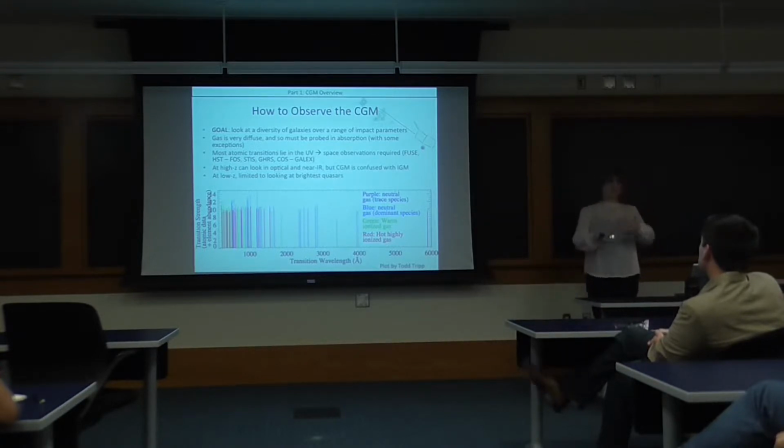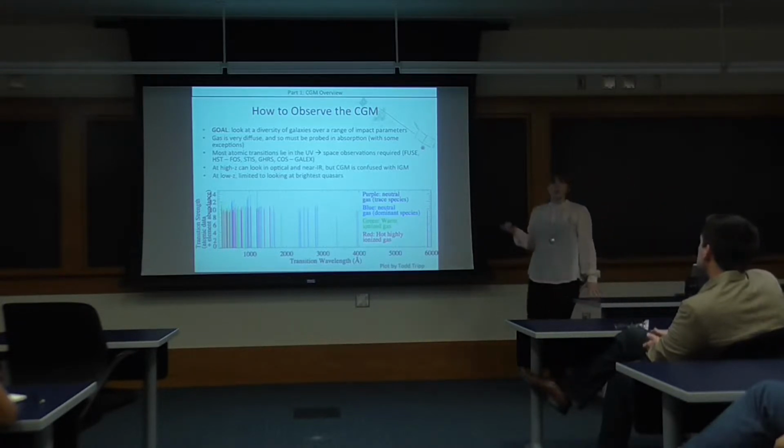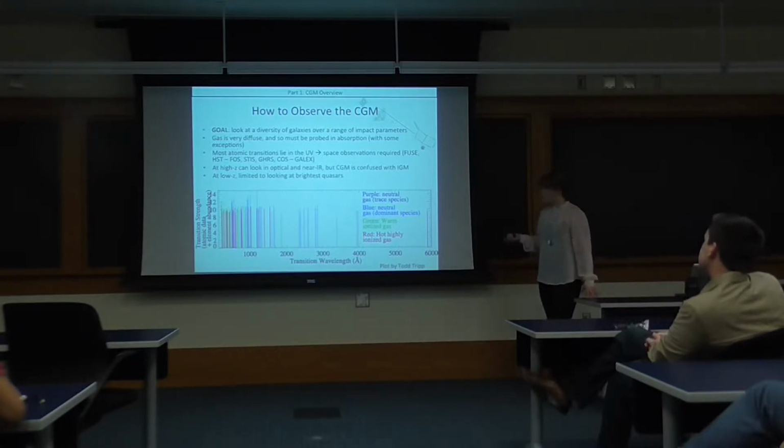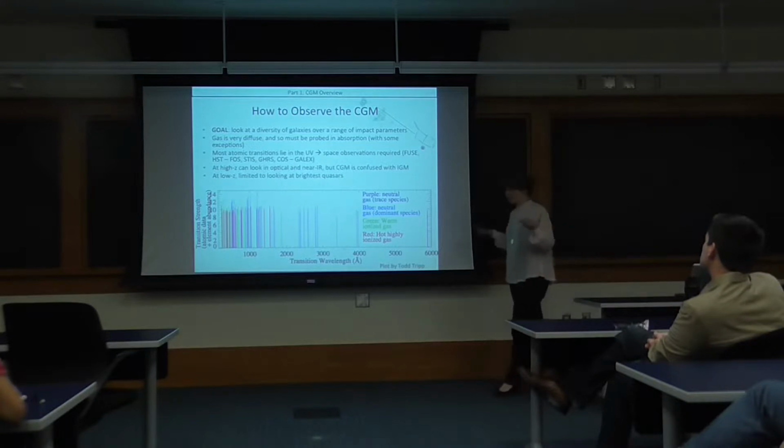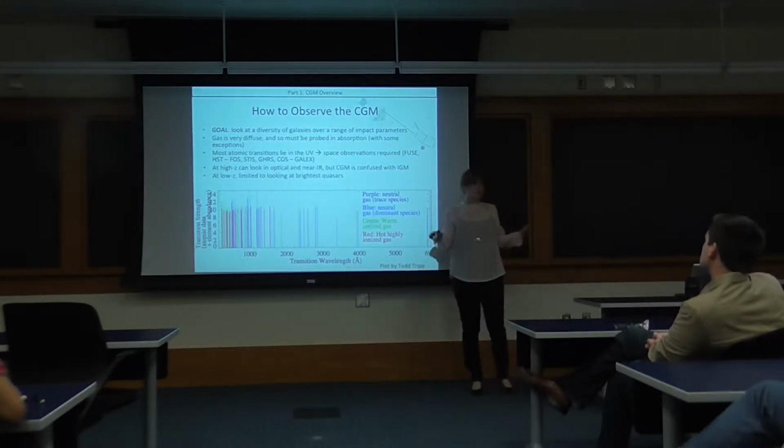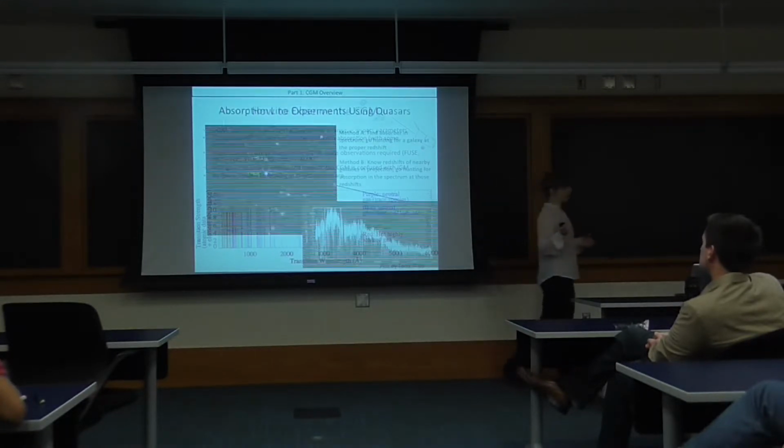And galaxies have different virial radii and dark matter properties at high redshift, which means that it's very, very difficult to tell if you're looking at circumgalactic material or intergalactic material. So the interpretation is much more complicated. And so at low redshift, you're limited to using the brightest background quasars. And of course, there are a limited number of quasars in the sky.